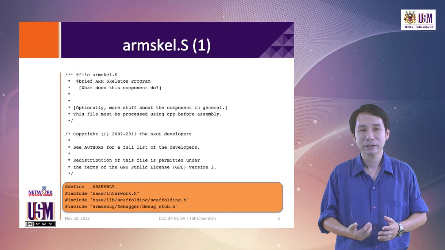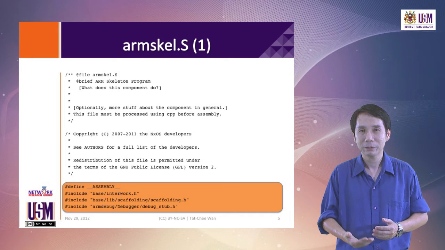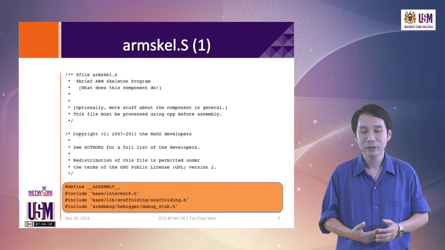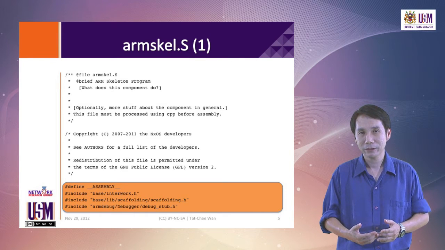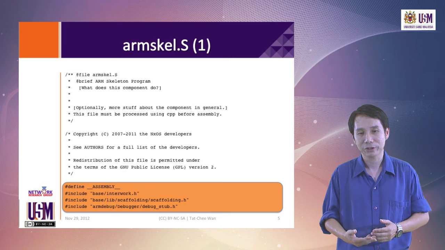The armskel template contains, of course, at the beginning, the headers defining the copyright as well as other pertinent information regarding the file. Then we see in the highlighted section the include files which are used for armskel itself. We note that there is an interwork header file that's used for the defining of various routines. The scaffolding header file is used for defining the various common routines used by all NxOS projects. And finally, the debugger header file is used for enabling the debugging of the program inside the IDE.